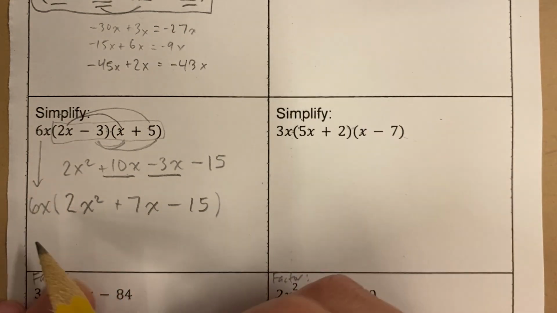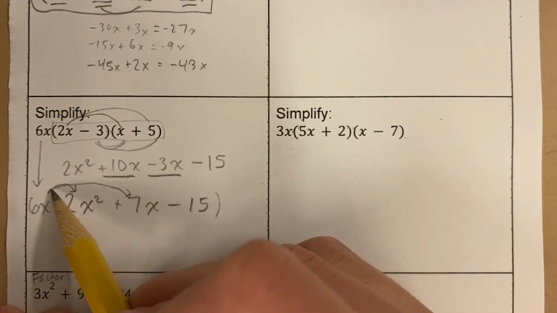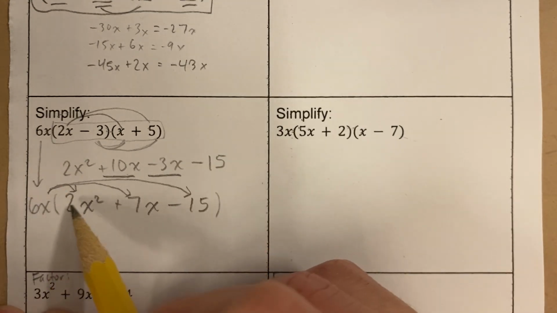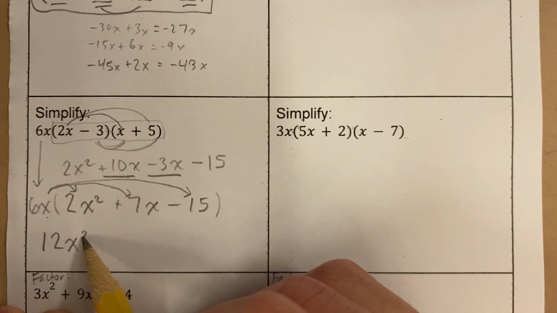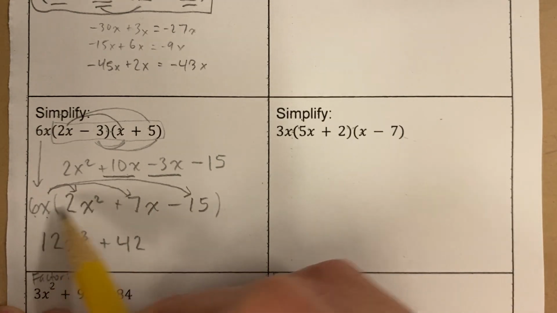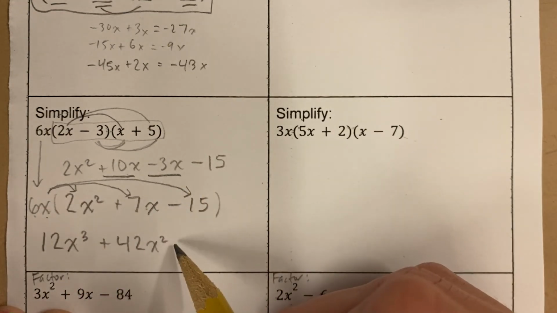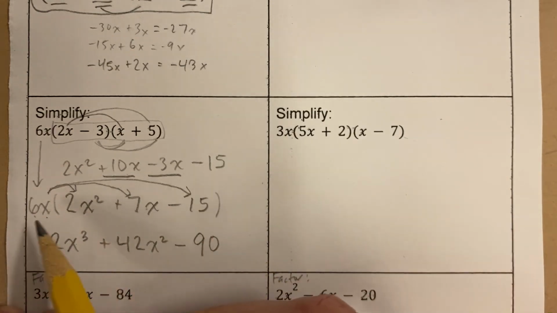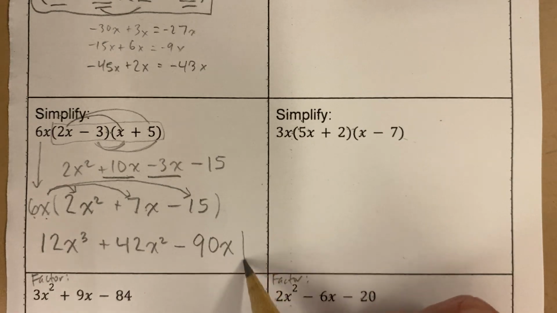Okay, now what am I going to do? I'm not going to forget about this 6x, and now I'm just multiplying. I'm distributing this to all three pieces. 6 times 2 is 12. x times x times x is x to the third. 6 times 7 is 42. x times x is x squared. 6 times negative 15 is negative 90. Now this is 6x times 15, so it's negative 90x. Okay, and this is my answer.